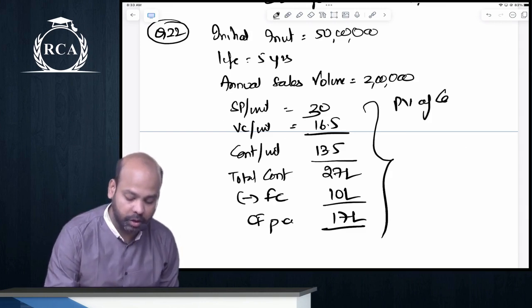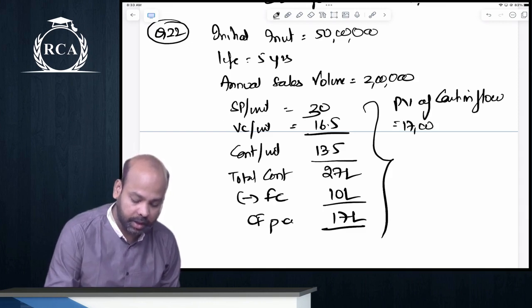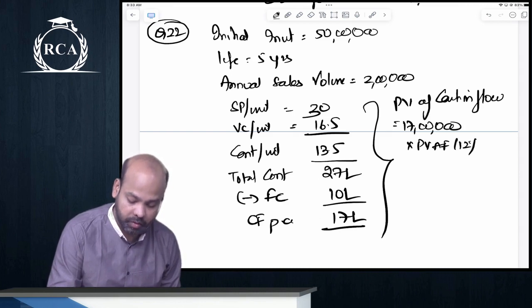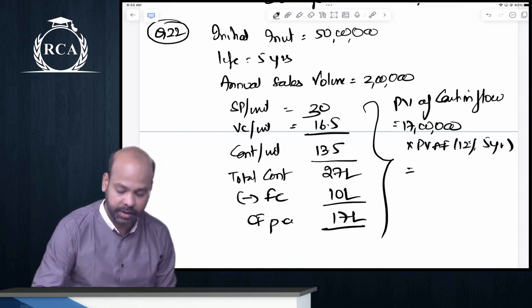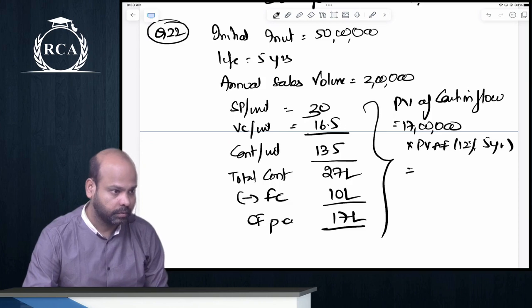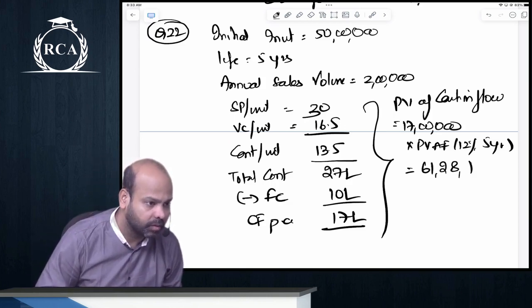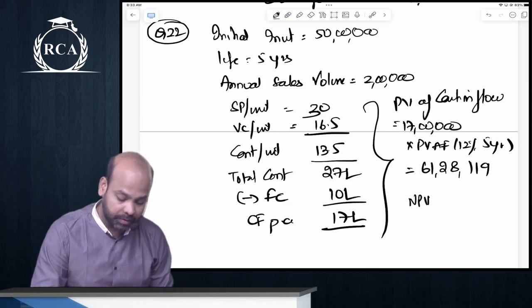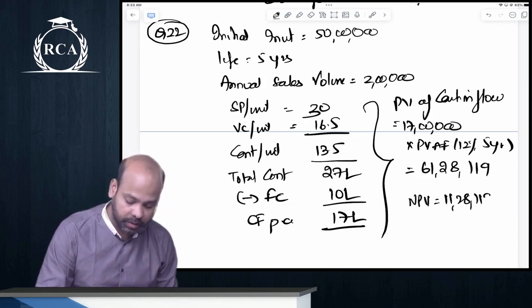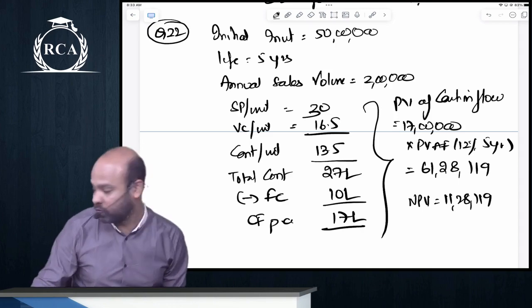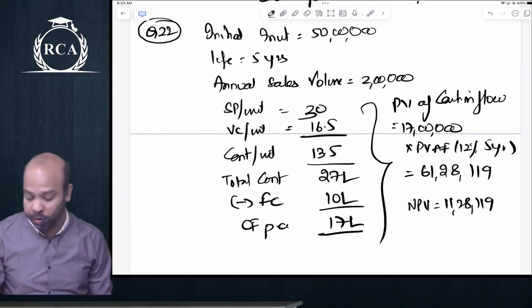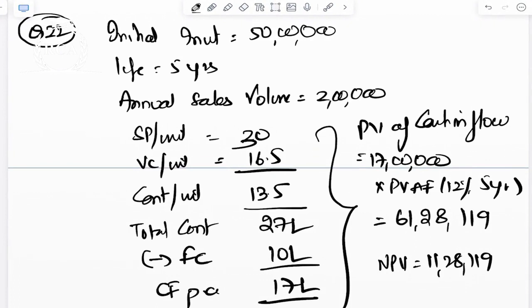So present value of cash inflows would be 17 lakhs multiplied by PVAF at what rate beta? 12% for 5 years. कितना रहेगा guys ये? 61 lakhs 119. NPV beta will be equal to 11 lakhs 28,119. This is your existing NPV guys. Now you will take what beta? Your sales price is X and do it.